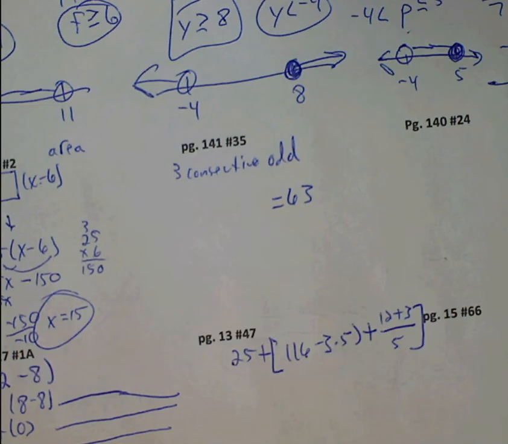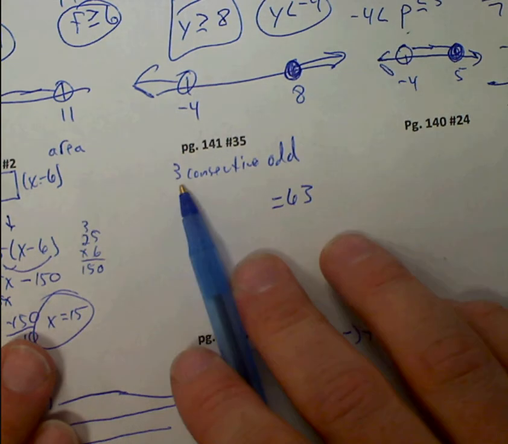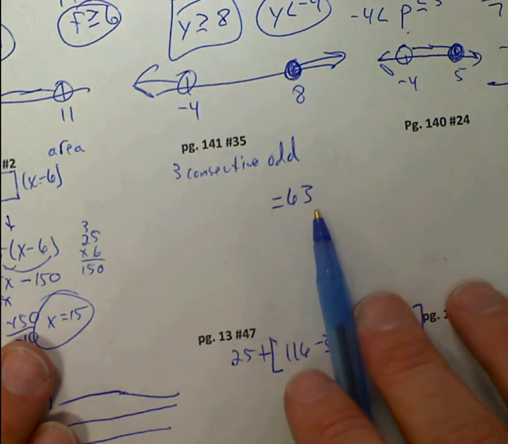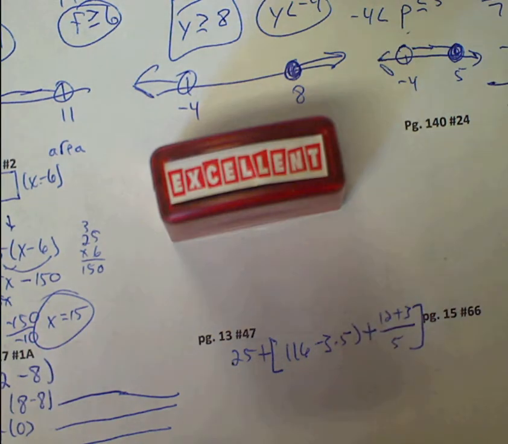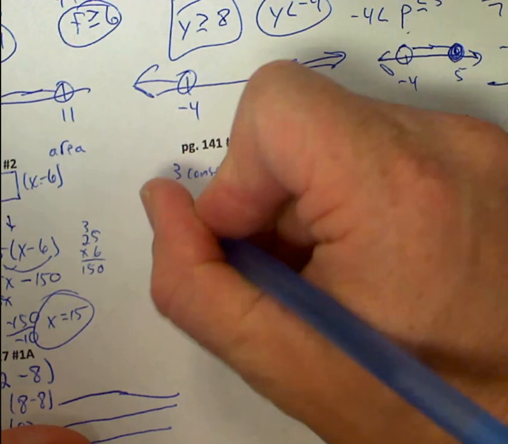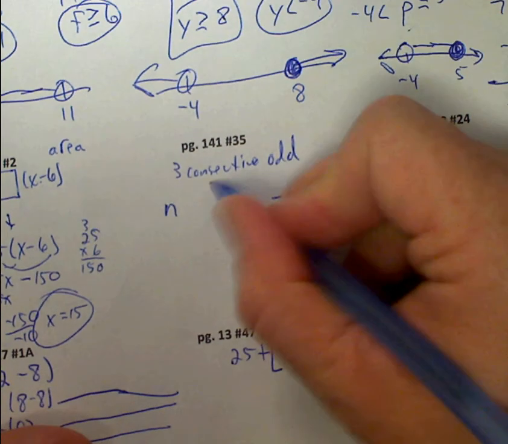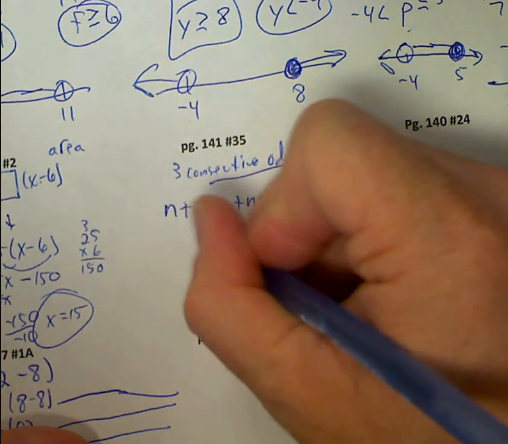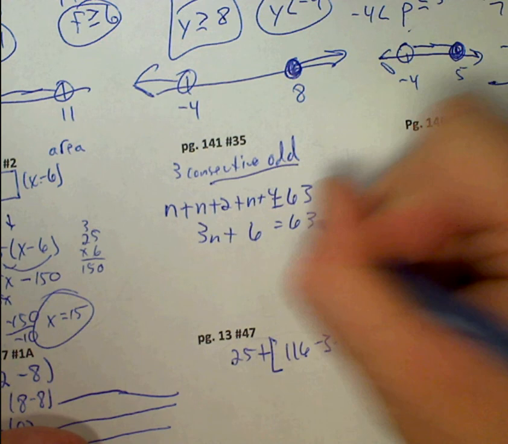Page 141, number 35. This time, it told me I need 3 consecutive odd integers that have a sum of 63. Make sure you read the question in the book. So page 141, number 35. Okay? So my first number I never know. If it says consecutive odd, I'm going to add n plus 2 and n plus 4. So that would give me 3n plus 6 equals 63.